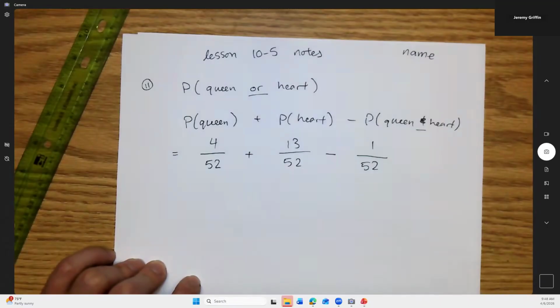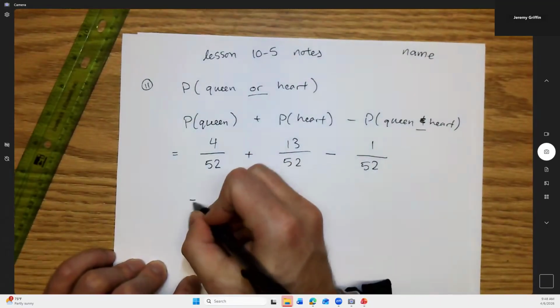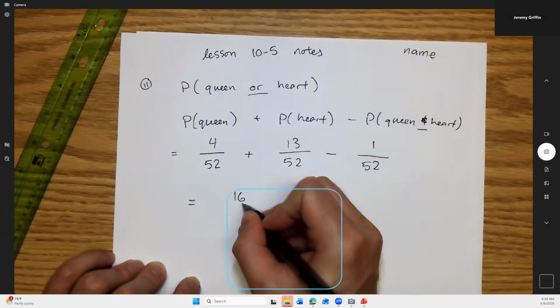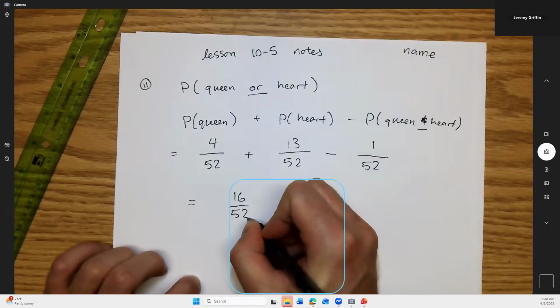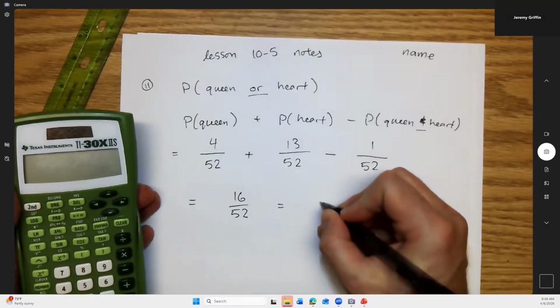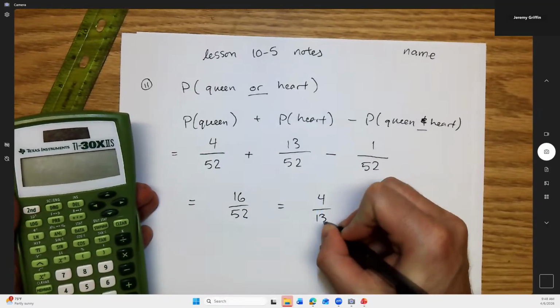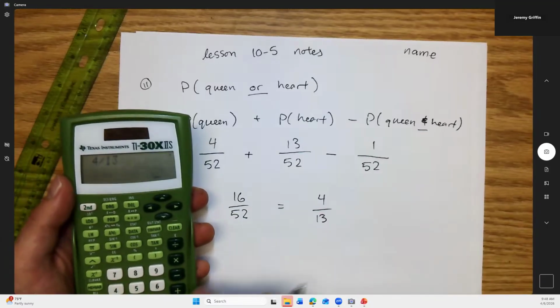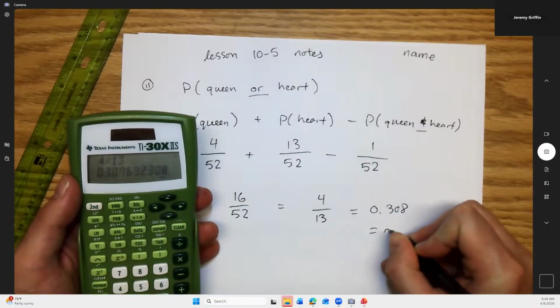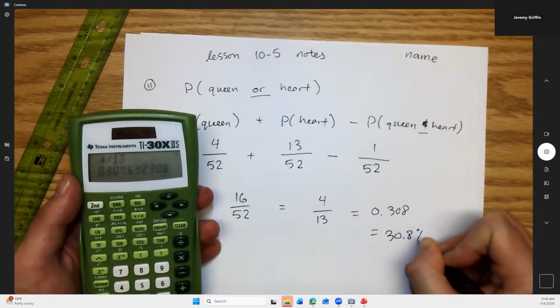Okay, you guys get that? So that's, is that 16, I think, out of 52? And that could reduce. I think each of these are divisible by 4. So that's 4 out of 13. Or 0.308 or 30.8%.